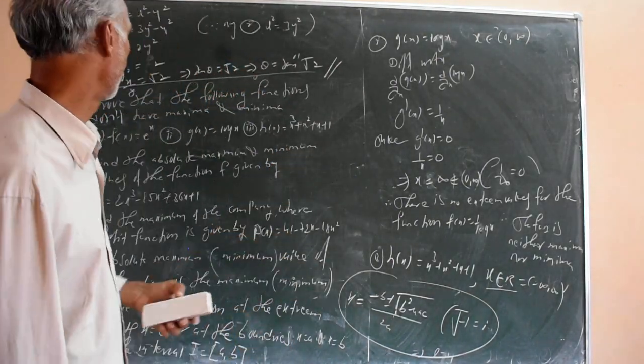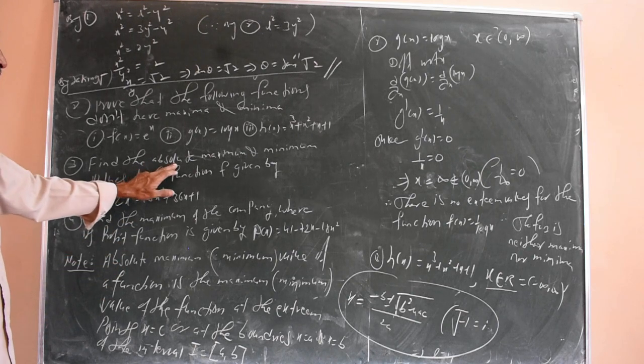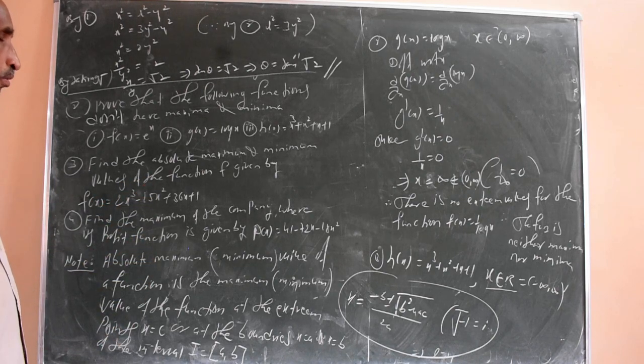Try it yourself. Last problem on maxima and minima. Find the absolute maximum and minimum values of the function f. It is given by a new word, absolute maximum and absolute minimum.